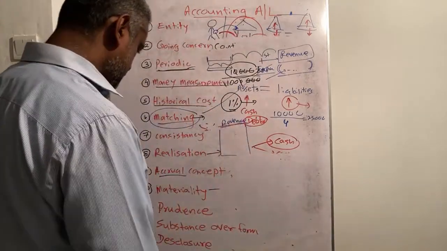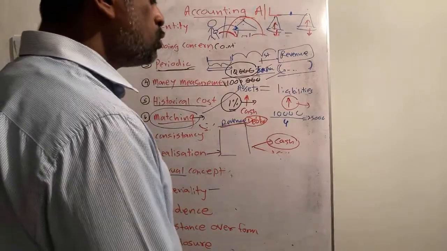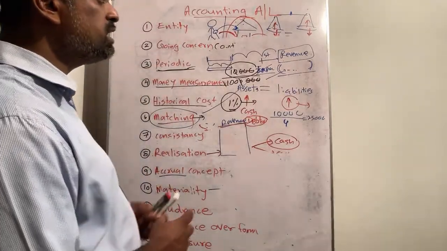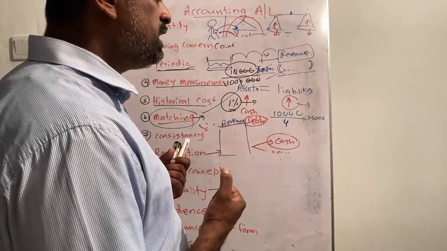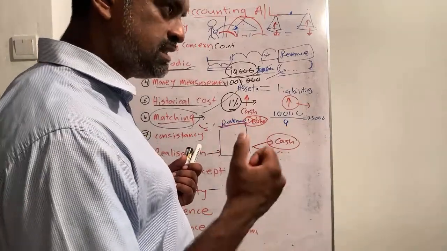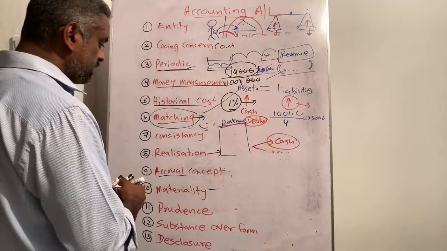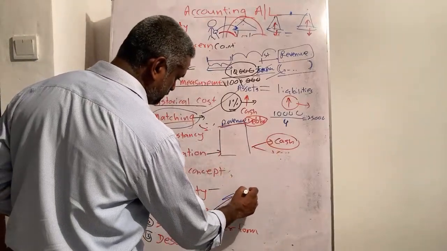The next concept is prudence. Prudence, in the sense that you should feel that this is prudent and this is not prudent. Prudent means, basically, you are not overestimating your profit.